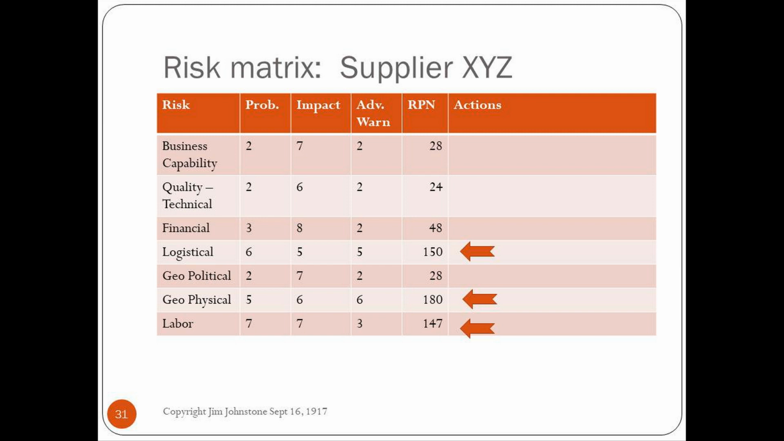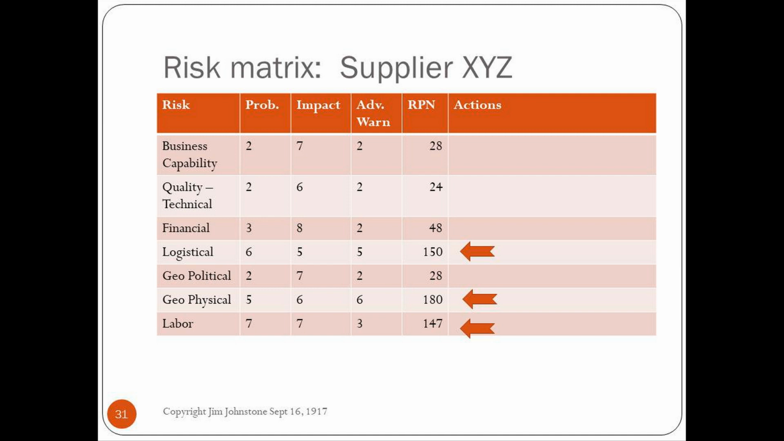In the third column, we want to know how much advance warning we get. If we can see this coming from a long way off, we'll give it a low number. If it's definitely going to come as a surprise, like an earthquake does, then we're going to give it a high number. We're going to multiply all three of these numbers together to get what's called the risk priority number. Now, this is the same thing you would be doing if you were creating a failure modes and effects analysis for a part that you're making in your factory. So I like to use this FMEA technique because it gives us a very simple way to show to an executive where the risks are.